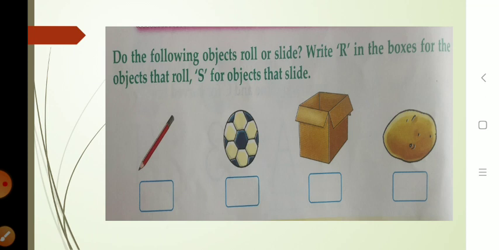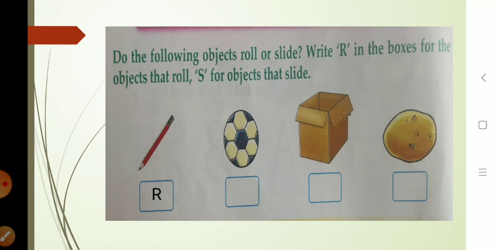Now see the pencil. Yes, when you put the pencil on the slider or on a flat surface and push it, will it roll or slide? Yes, the pencil will roll. So for that you have to write R. Write R in your textbook also. Now, why will it roll? Because it has a curved surface. Now see the next one, ball.